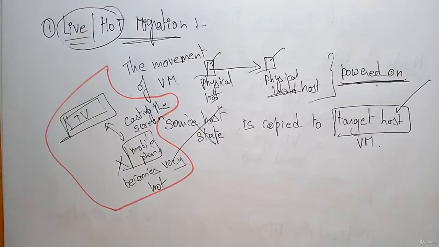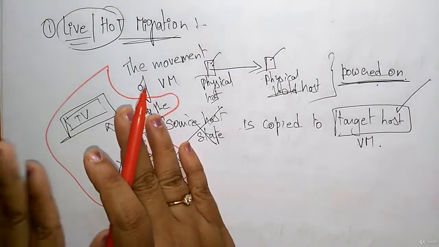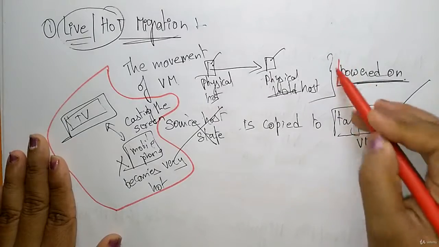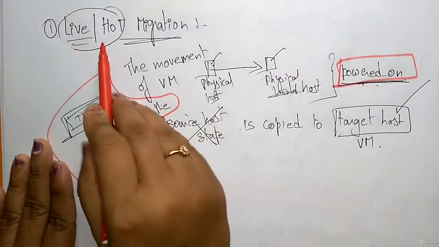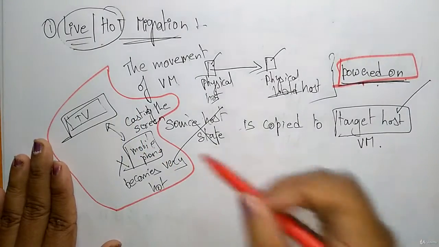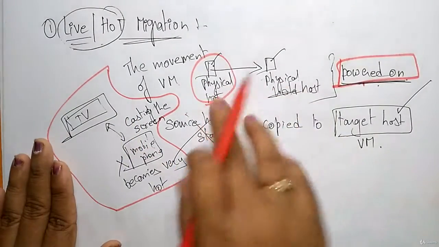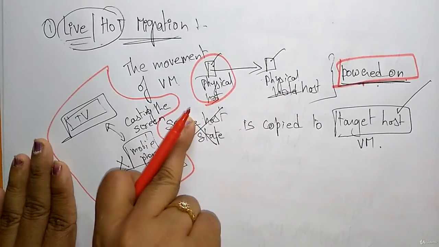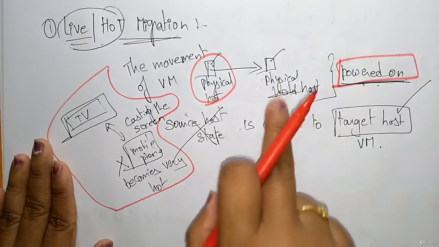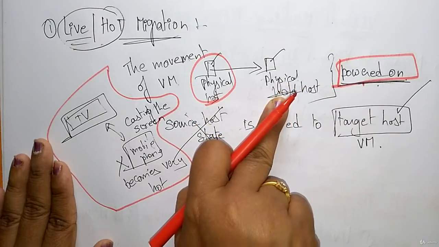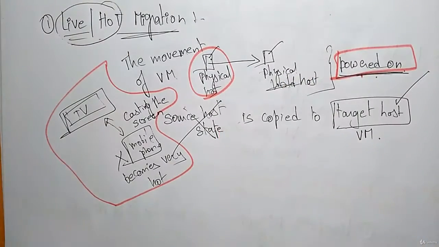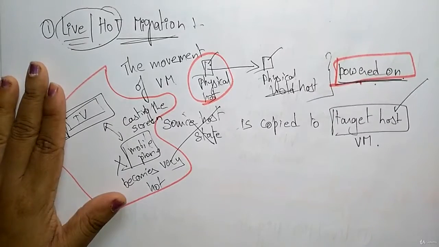It's a simple example I am taking. The concept is the movement of a virtual machine from one physical host to another while being powered on, which is live or hot migration. Once the complete movement is done to the target machine, the source host state will be discarded, and finally the network is connected to the target host, that is another system, and the virtual machine starts on this target host. This is the first technique in virtual machine migration.